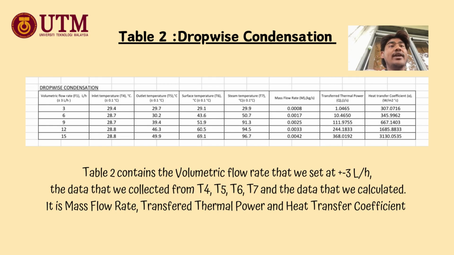For the next part, we have Table 2, dropwise condensation. This is the table for the dropwise condensation, and we label it as Table 2. Table 2 contains the volumetric flow rate that we set at plus or minus 3 liters per hour, the data that we collected from T4, T5, T6, T7, and the data that we calculated, also the mass flow rate, transferred thermal power, and heat transfer coefficient.